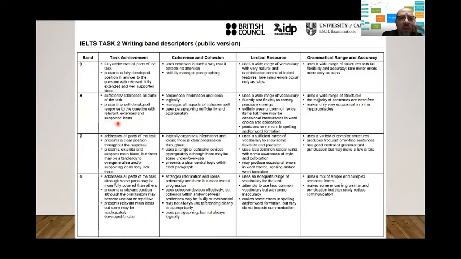Now, to be able to develop a response to the question, you ought to have a starting point which has a position. Notice for a 7: presents a clear position throughout the response. That's a really clear marker for the examiner.